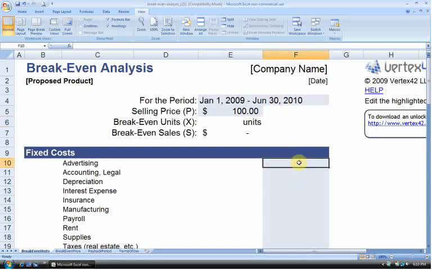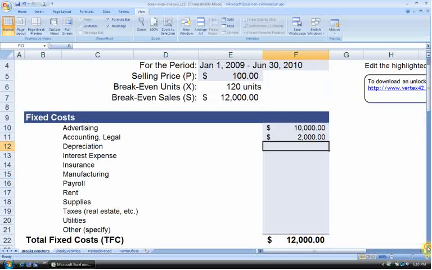First of all, we have our fixed costs. We spend about $10,000 upfront in advertising, $2,000 in accounting and legal. And if we scroll down a little bit here, we also spend $50,000 on manufacturing. So we can see in cell F22 that our total fixed costs are $62,000.